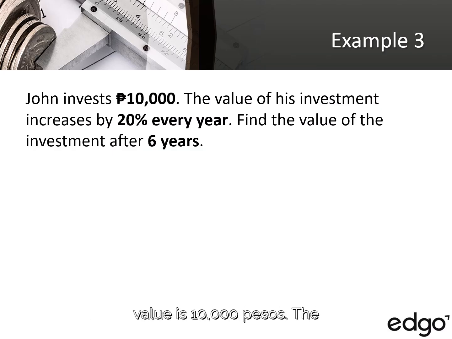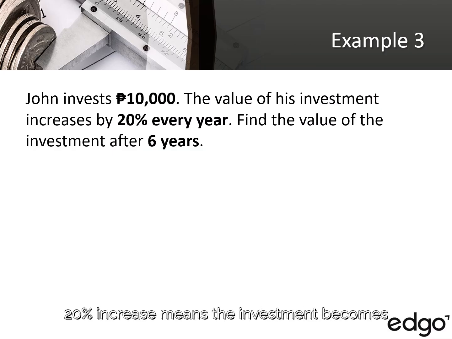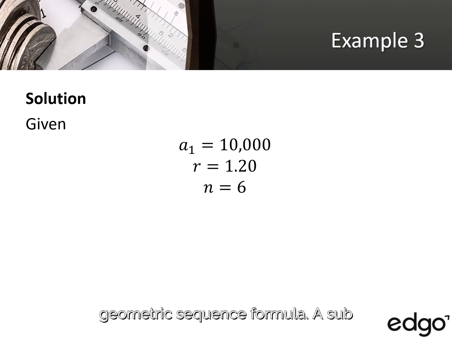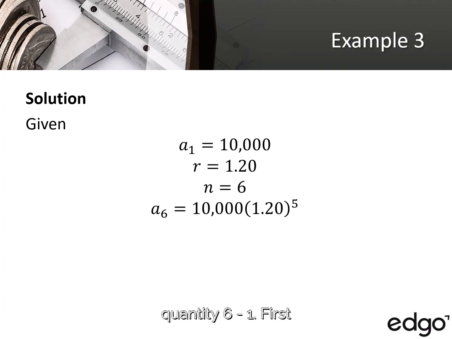The first value is 10,000 pesos. The common ratio is 1.2, because a 20% increase means the investment becomes 120% of its previous value. The year we are looking for is the 6th year. Now let us substitute these values into the formula. Using the geometric sequence formula, a sub 6 equals 10,000 times 1.2, raised to the quantity 6 minus 1.